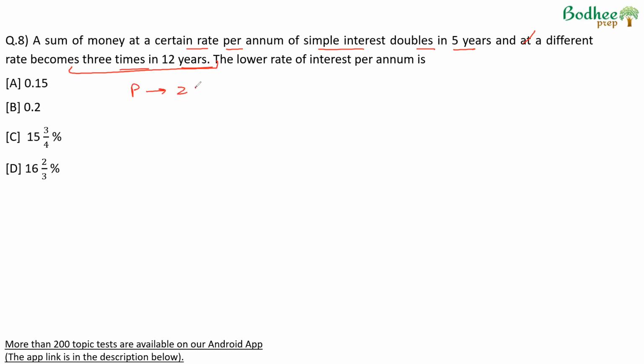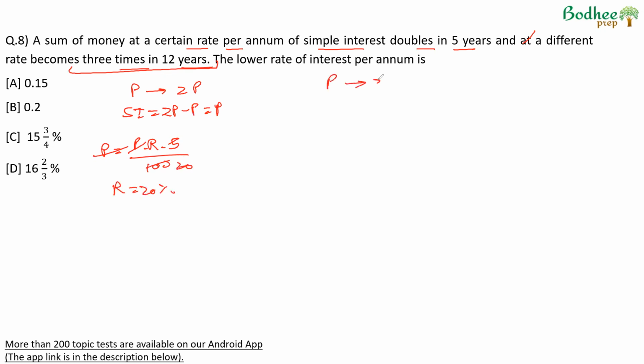Principal doubling means P becoming 2P, which means simple interest, which is amount minus principal, is P. So for the first case, we can write simple interest is equal to principal into rate into time upon 100. P and P cancel. Rate becomes 20% in the first case.